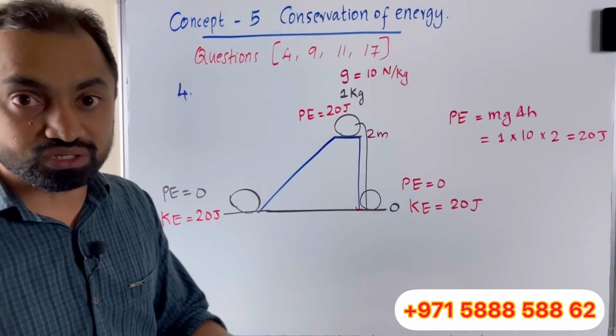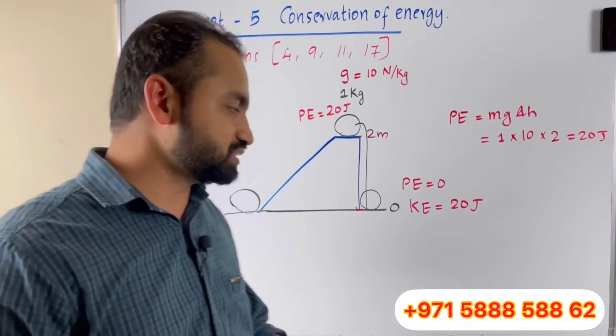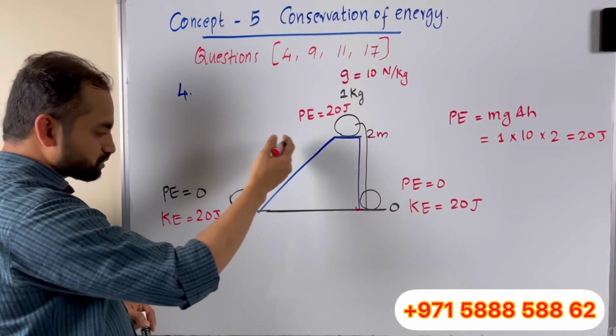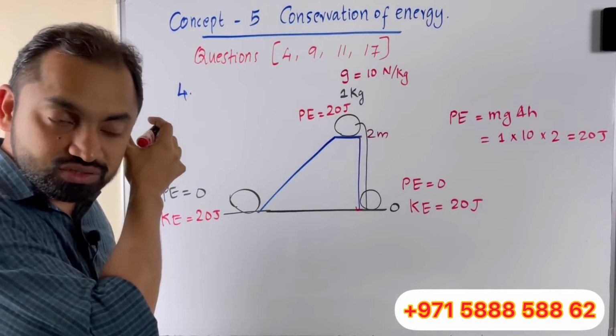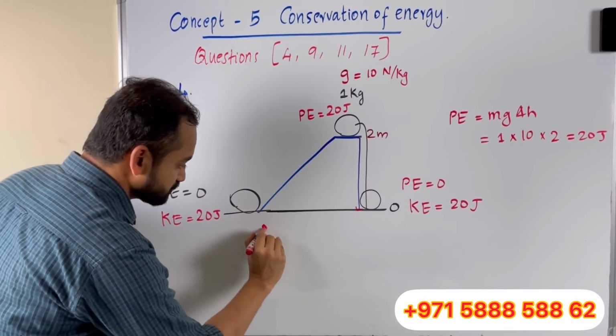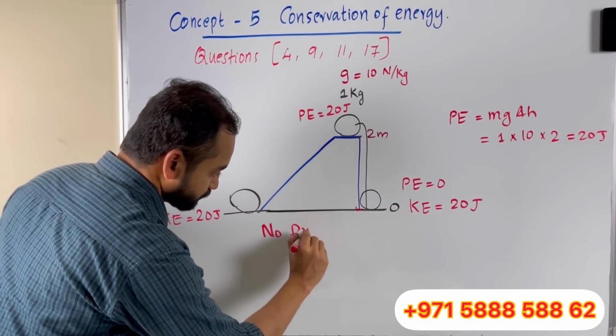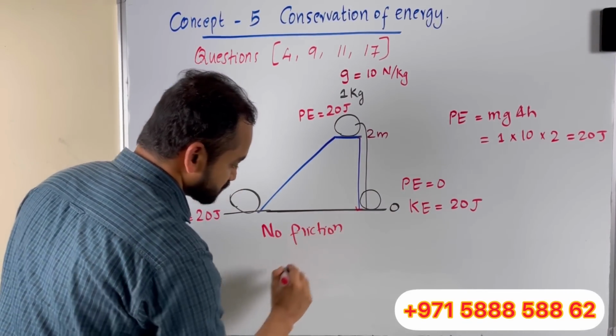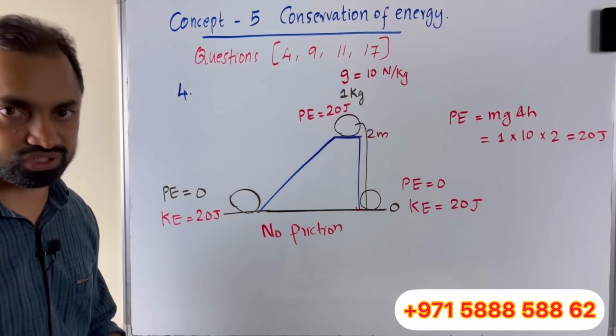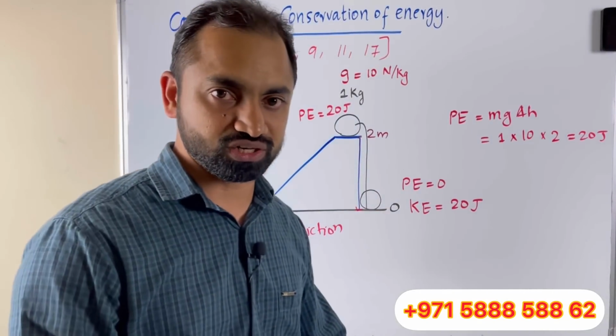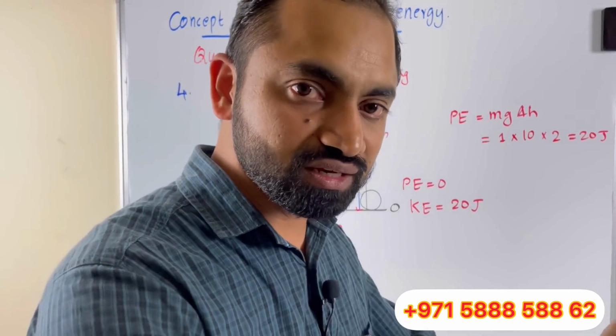Here there is one important thing: when the ball is rolling down, we consider that there is no friction. If there is no friction, then the decrease in potential energy, the loss in potential energy, is equal to the gain in kinetic energy.